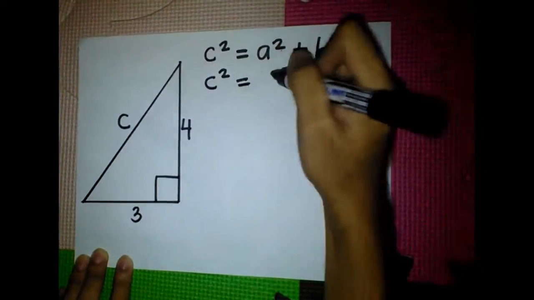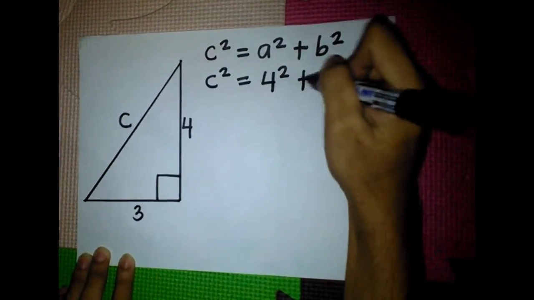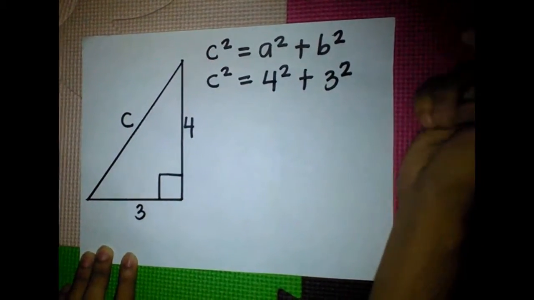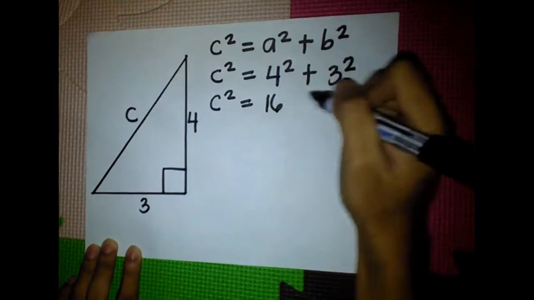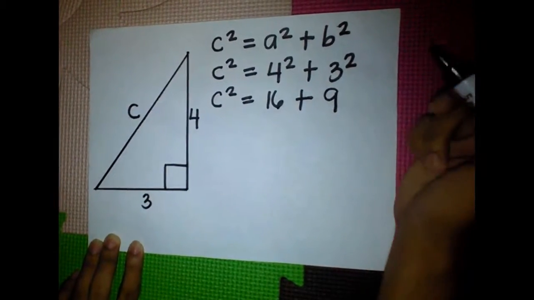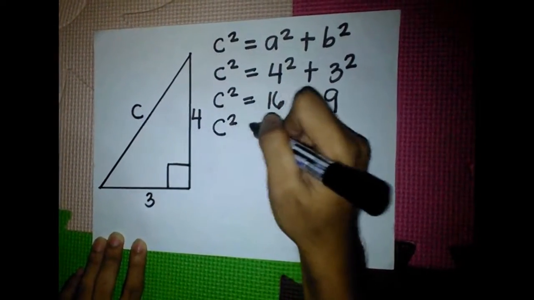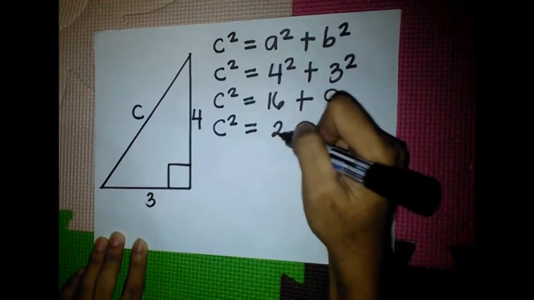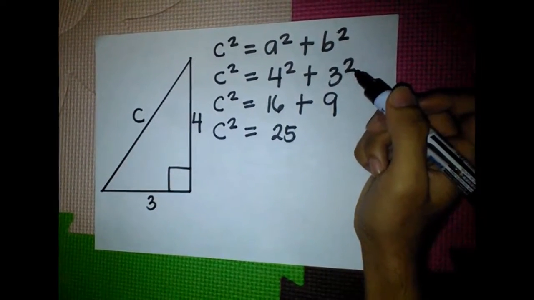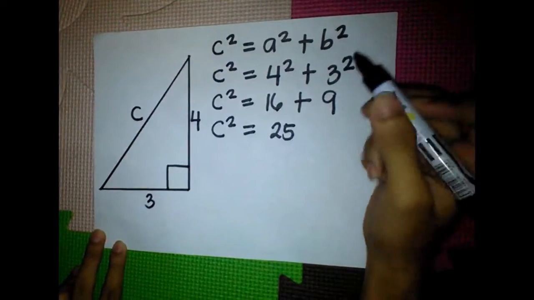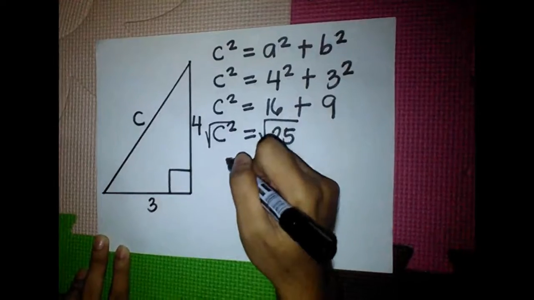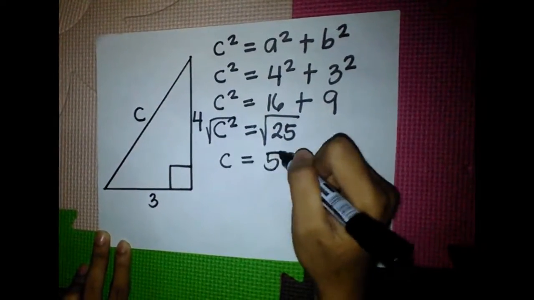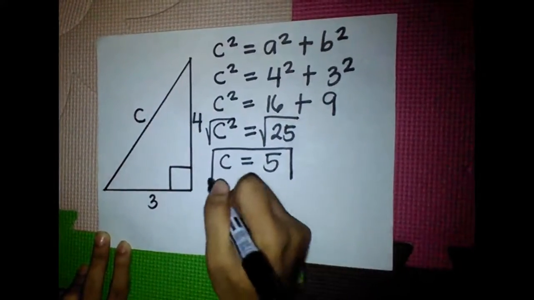Substituting the given values, we get c squared equals 4 squared plus 3 squared. Simplifying further, we get c squared equals 16 plus 9. Adding the two values, we get c squared equals 25. To find c, we will extract the square root of both sides. So we get c equals 5. Therefore, the value of c equals 5.